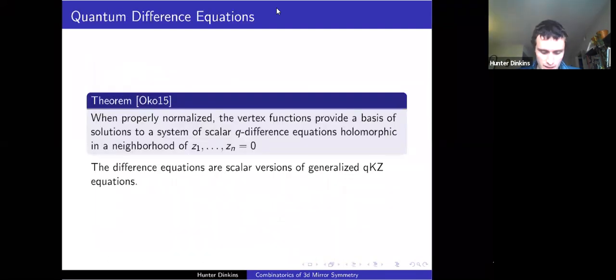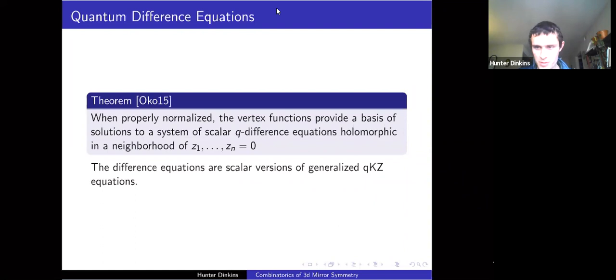So a priori, the vertex function is just a formal power series in the variables that count the degree. But it actually has a lot more structure than that. A theorem of Aganagic-Okounkov is that the vertex functions, if you normalize them correctly, give you a basis of solutions to a system of scalar q-difference equations. And so rather than just being a formal power series, you could think of them as the Taylor expansion of some sort of holomorphic function.